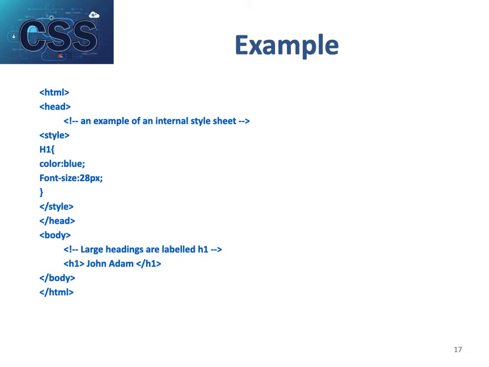So whenever you are using h1 tag in your web page, the color will be blue and the font size will be 28 pixel. So that is how the style sheet for h1 works here. In our body, another comment is there. Large headings are labeled h1 followed by a heading John Adam, that is a message there. So John Adam will be displayed in blue color with a size of 28 pixel. Okay, so this is how inline style sheets are included inside style tag in the head section.